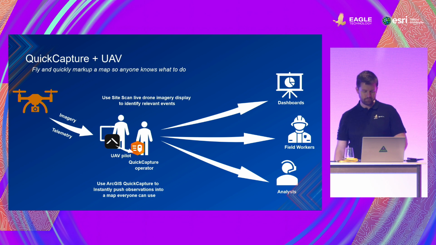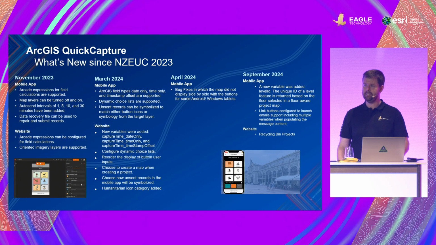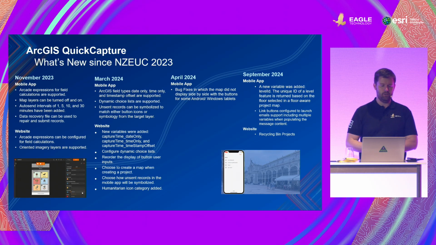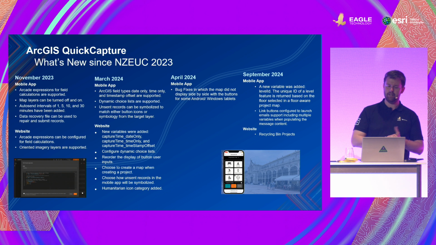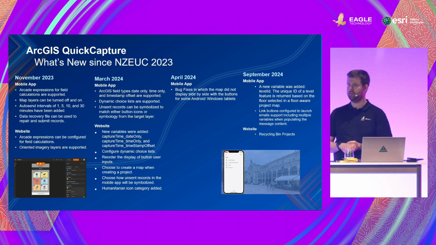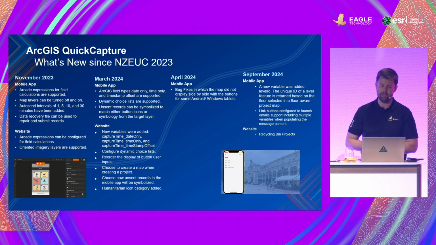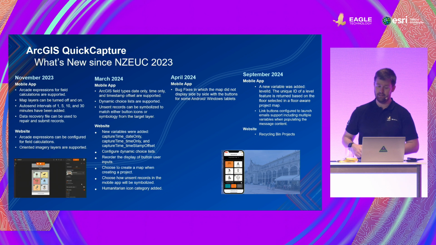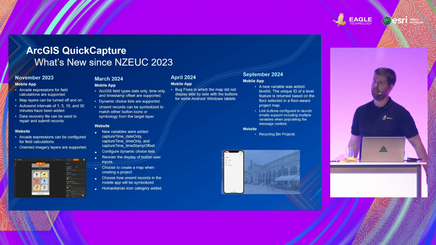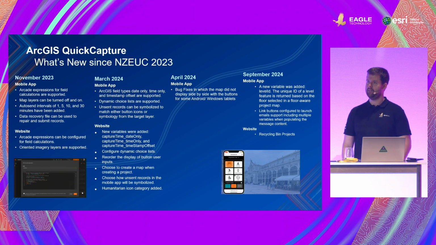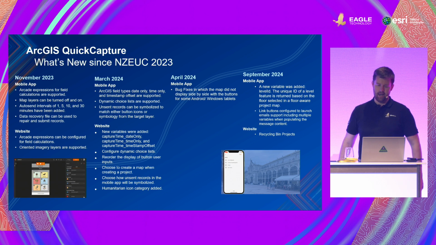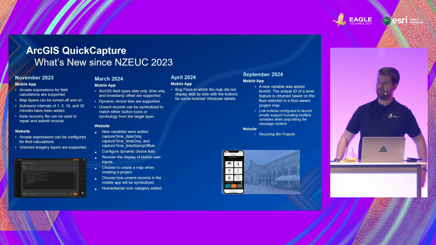So now let's get into the big slide that has all the what's new things on it since we last saw you at NZEUC last year. So it was a busy month, November and March. April, there was a little thing that we had to address with some of the map capabilities not displaying side by side nicely in a few select tablets. And then September, we had a few things added in that supported some of our workflows that are becoming more and more indoors.